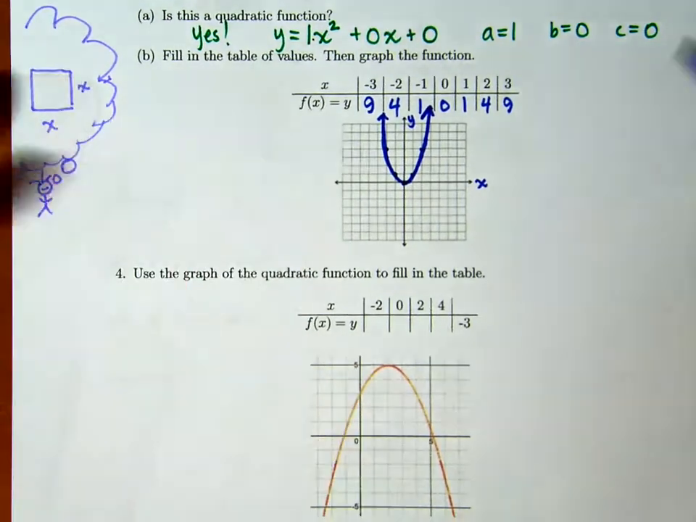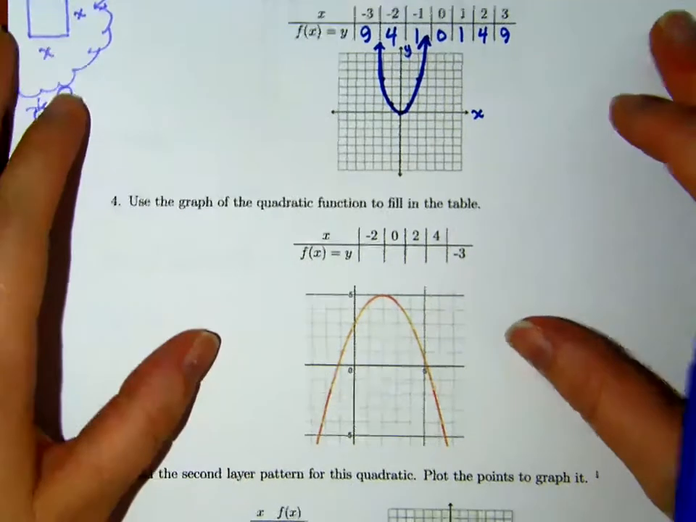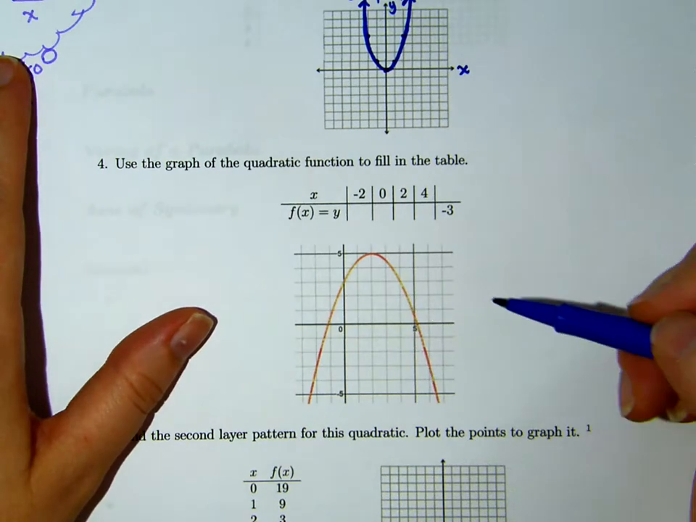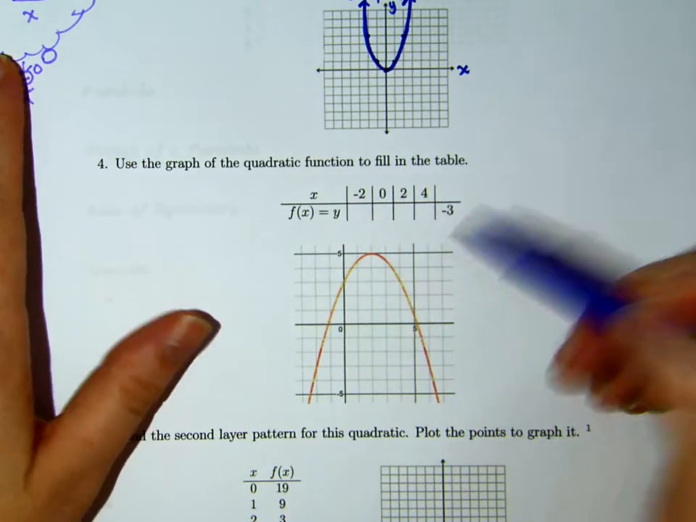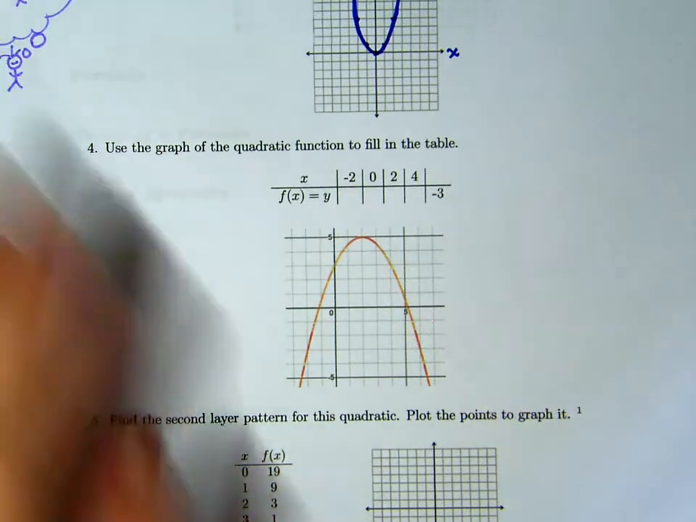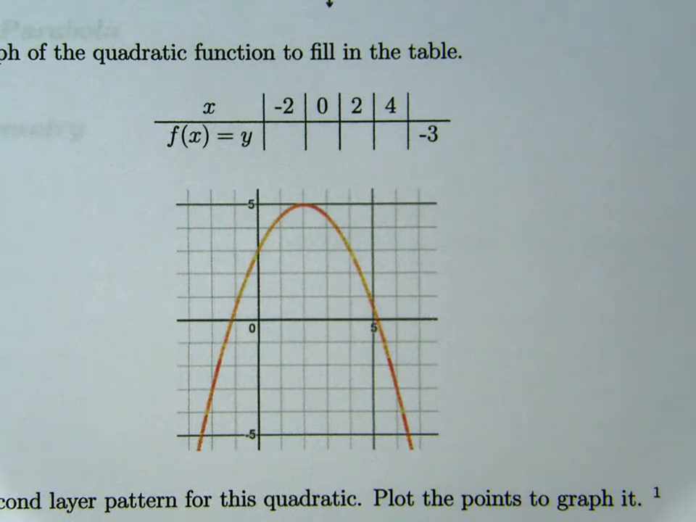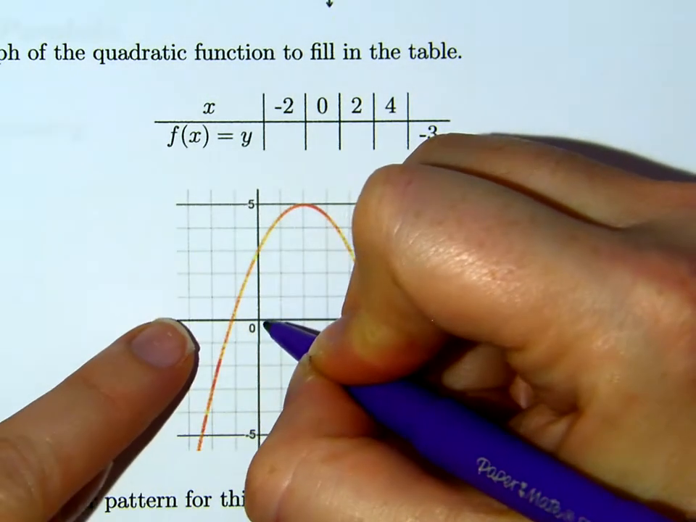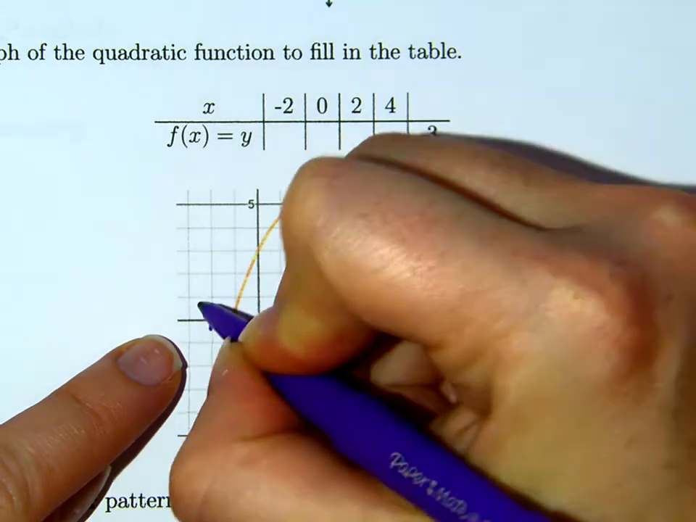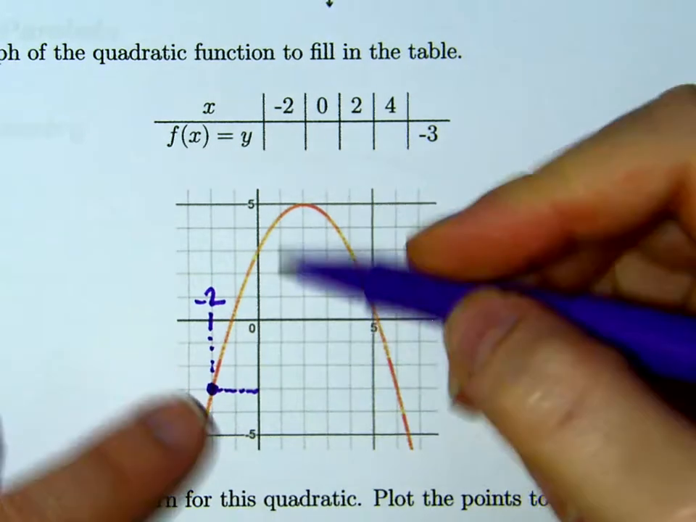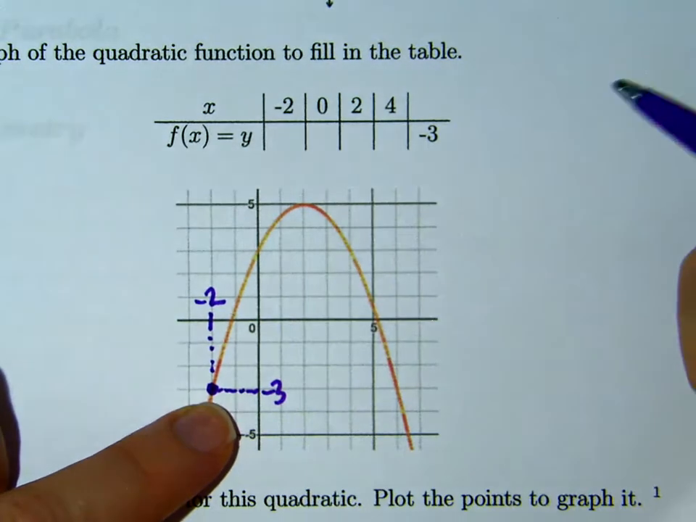Might as well write that down. Use the graph of this quadratic, so notice it has this curvature, to fill in the table. Okay, so now we have a graph and we're going into the table. I want to zoom in on the grid here because it's smallish. I see at -2, so when x is -2, y is -3.